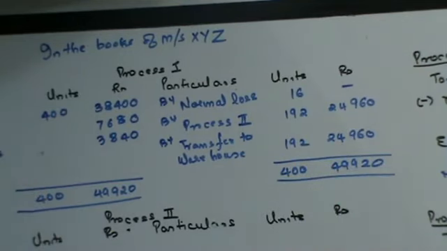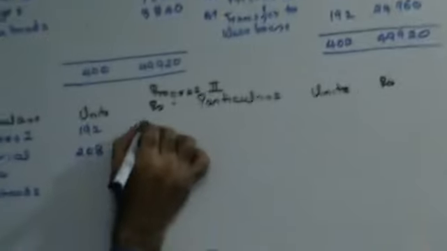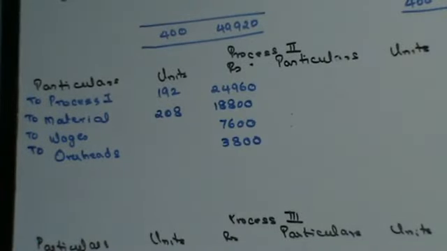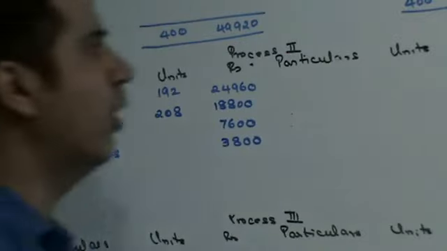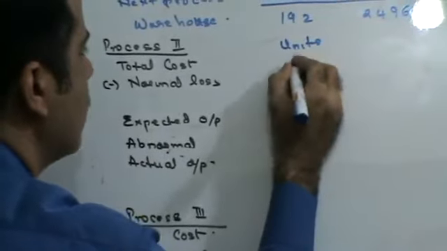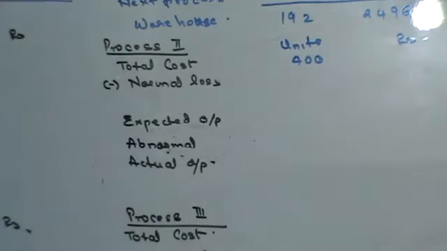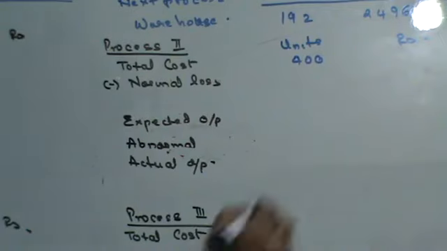Whatever is to be transferred to process 2 will get transferred, so that is on the credit side there. It will come here on the debit side to process 2, 192 and 24,960. Right? Now add this. If you add this, 192 plus 208 should give you 400 units, and in terms of rupees, 24,960 plus 18,800 plus 7,600 plus 3,800 should give you 55,160.